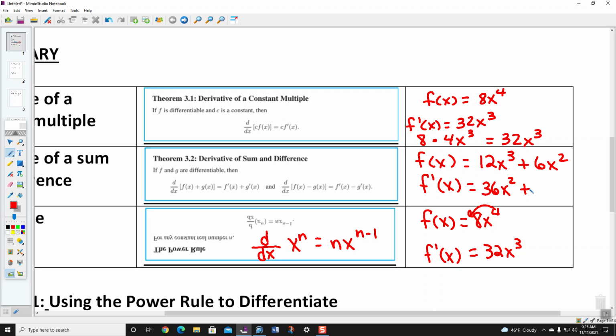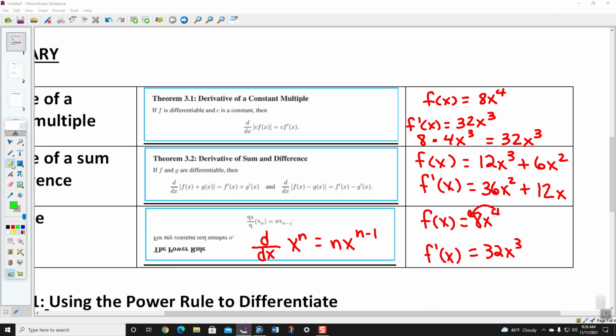What's that? 12x. Okay, so you know that. So that's just called the sum and difference rule right there. If you have a bunch of functions like the 12x to the third and the 6x squared being added or subtracted, it's just the derivative of each term added or subtracted from each other. Okay?